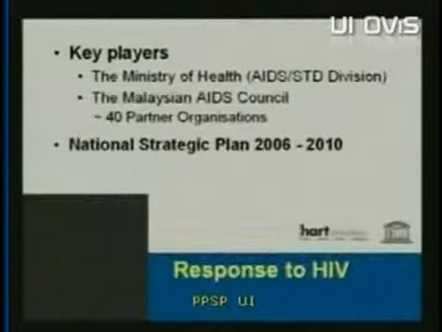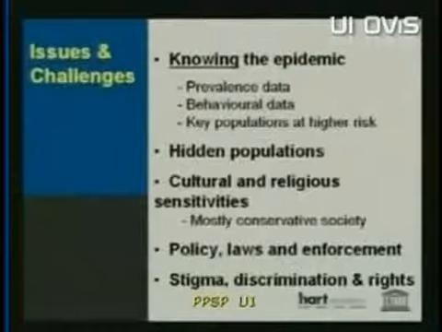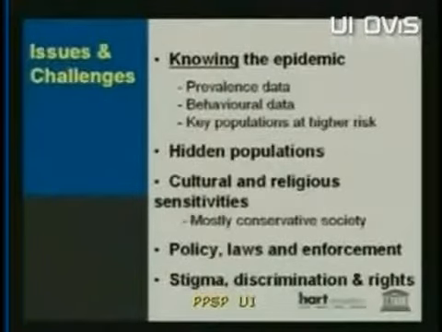Okay, next. Finally, the key issues and challenges for Malaysia in terms of HIV/AIDS is that we do not know enough about our own epidemic at the moment. Prevalence data, behavioral data, and information about our key populations at higher risk is still lacking, but the government, along with collaboration with the National AIDS Council, is working towards improving this. Hidden population is still an issue.